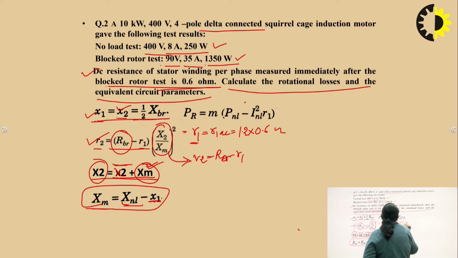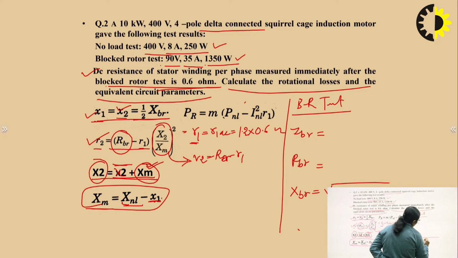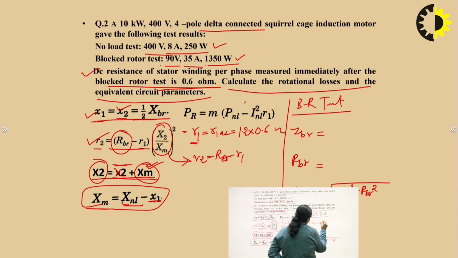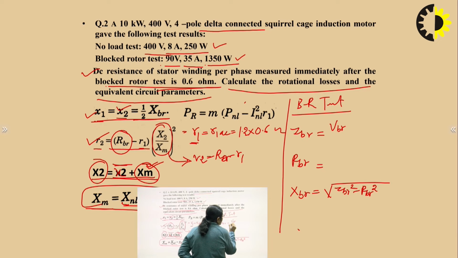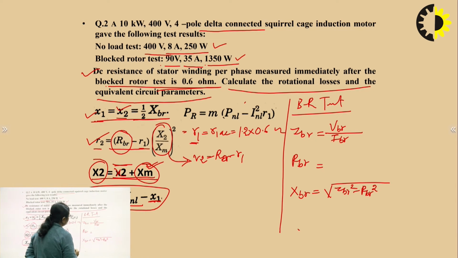So, starting from the blocked rotor test data, what can we calculate? We can very well calculate ZBR, then RBR, and knowing ZBR and RBR, we will calculate XBR as equal to the square root of ZBR square minus RBR square. Agreed? ZBR is VBR per phase value divided by IBR per phase value, right?